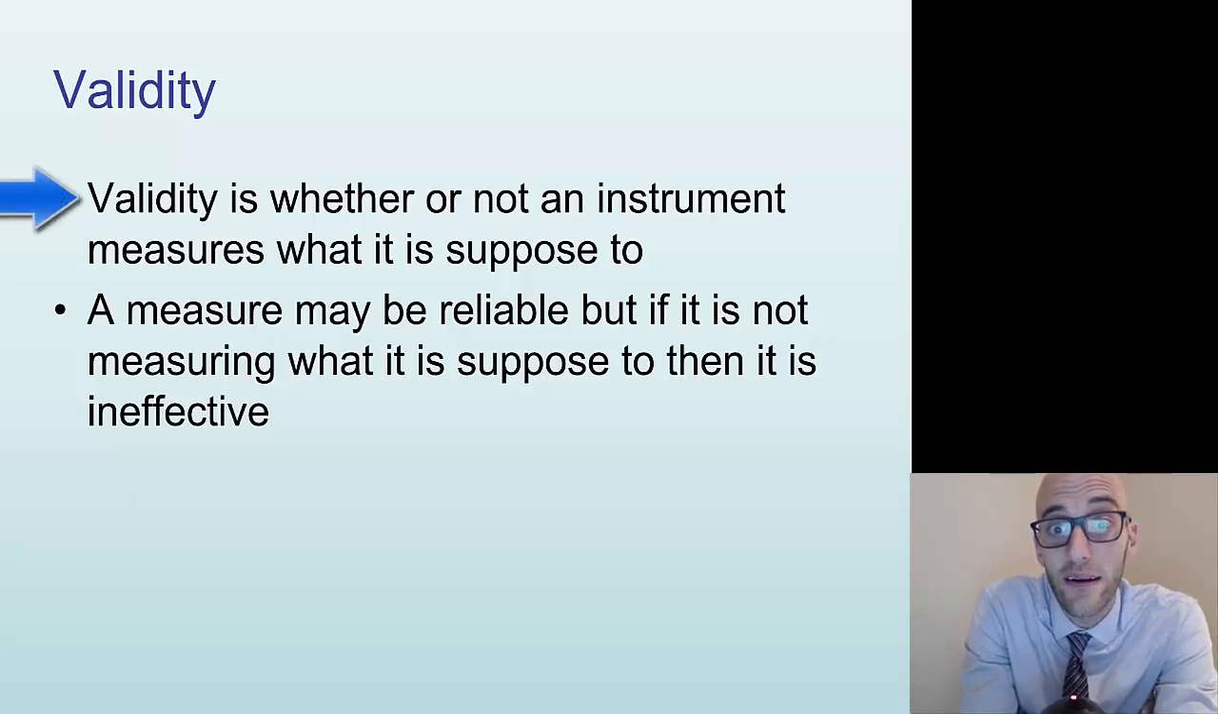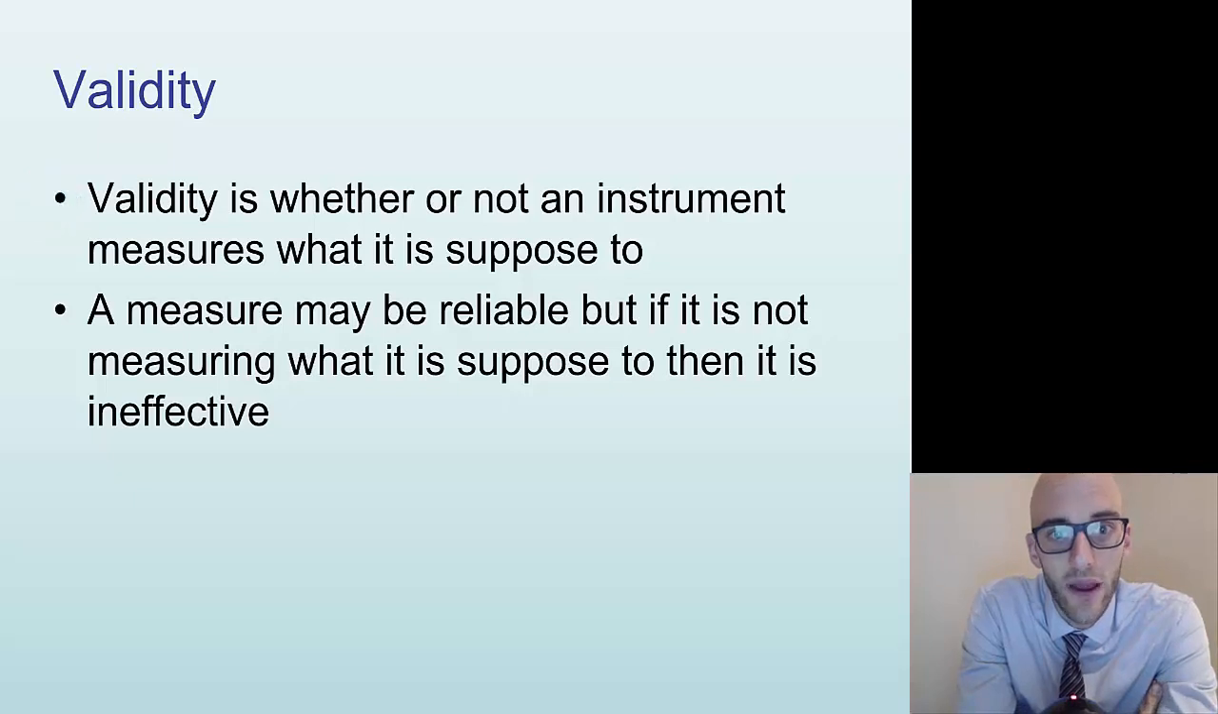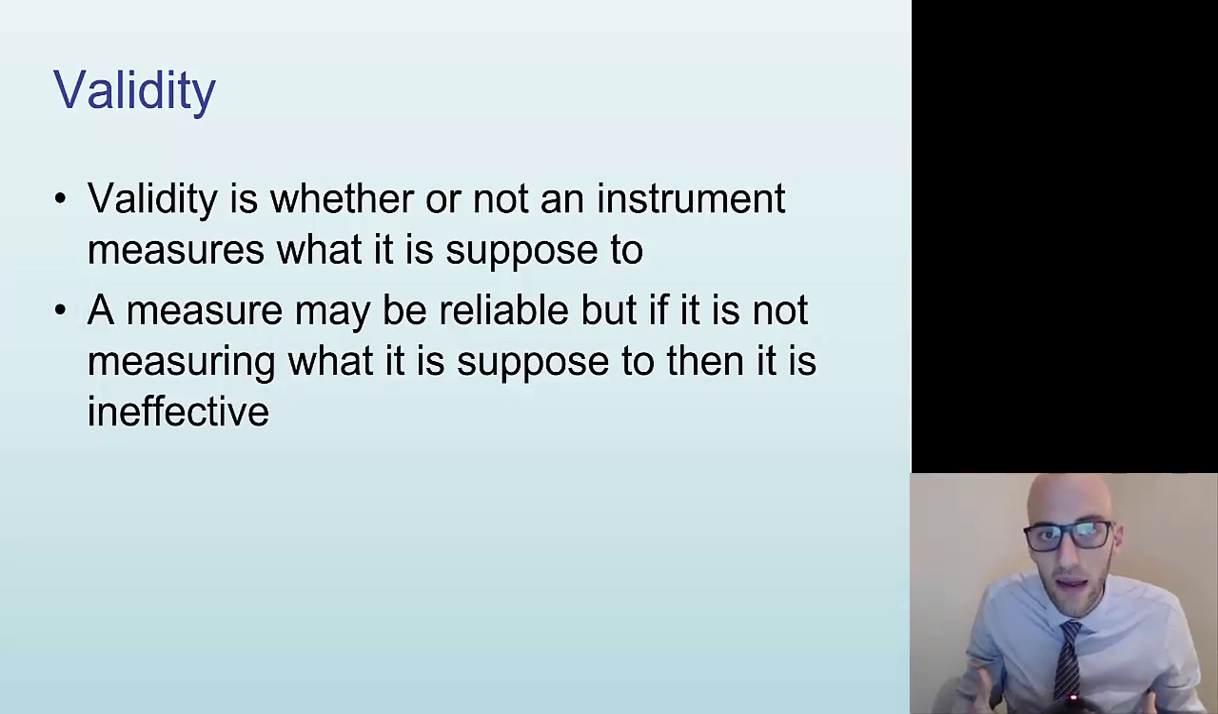measurement. Validity is whether or not an instrument measures what it's supposed to be measuring, really, and it's ultimately the accuracy of the measure. A measure may be reliable, but if it's not measuring what it's supposed to, then it's not really effective. Later in this module, we'll be talking about the difference between reliability and validity. And just because a measurement is reliable and consistently measuring the same thing in the same way doesn't necessarily mean it's measuring the right thing.